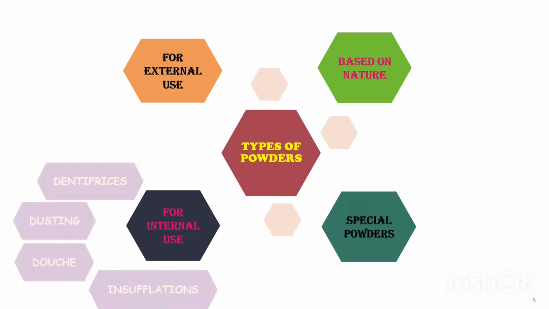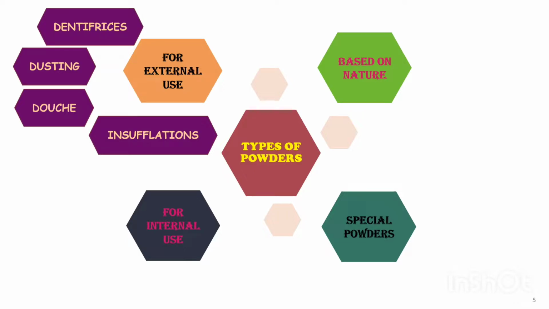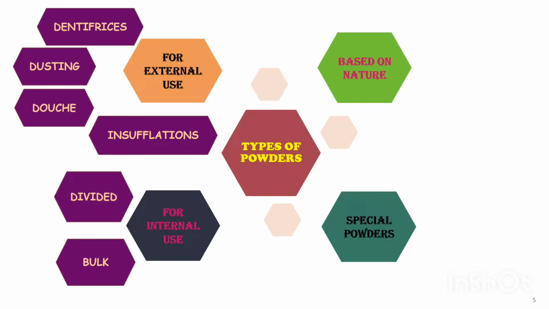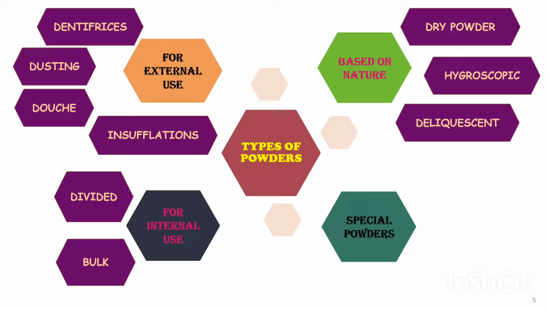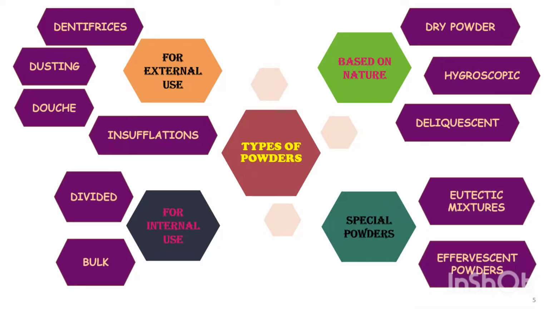When we begin, the first one, powders for external use, are divided into 4 types: densifiers, dusting powders, douche powders and insulation powders. The second one is the powders for internal use. They are divided into 2 types: divided powders and bulk powders. The third one is the powders that are based on nature. They have 3 types: dye powders, hygroscopic powders and deliquescent powders. And the final one is the special powders, and they are divided into 2 types. One is eutectic mixture and the other one is effervescent powders.